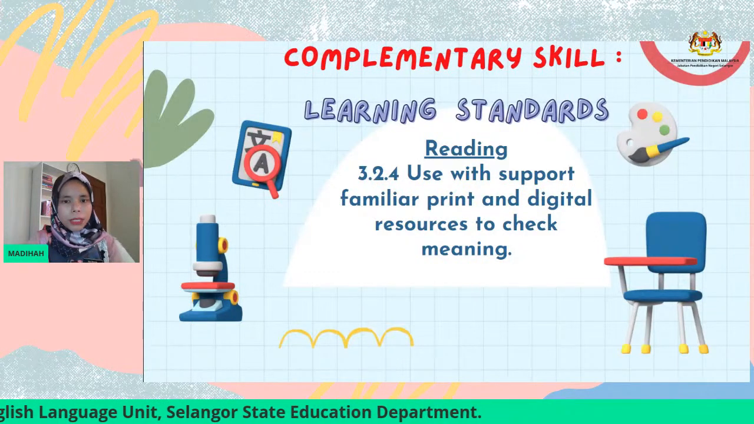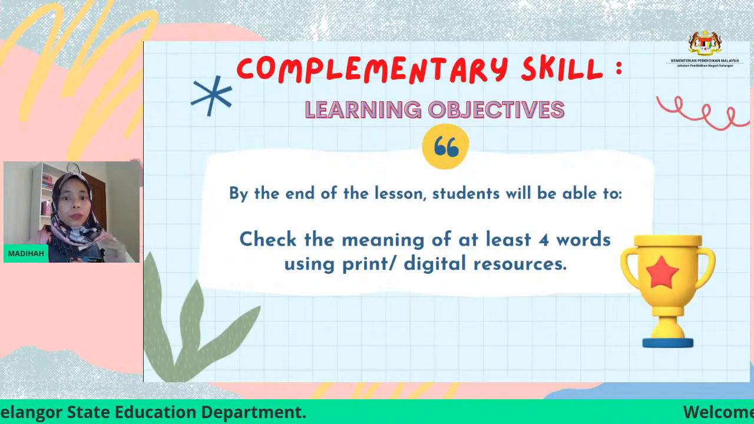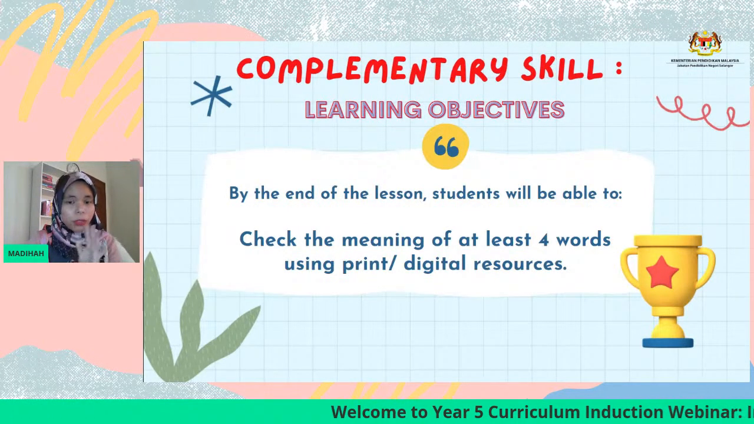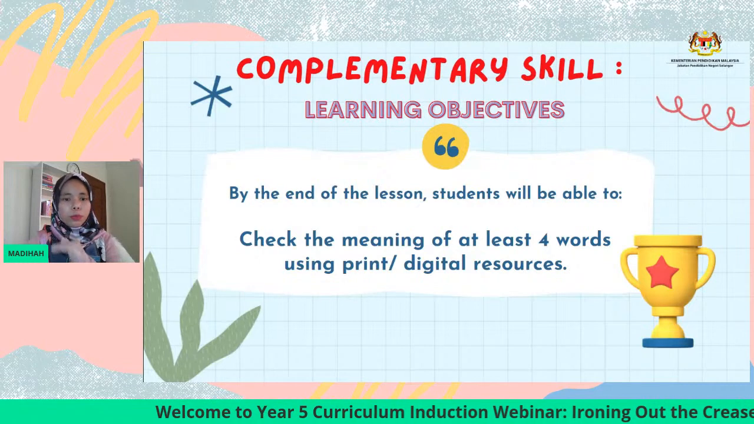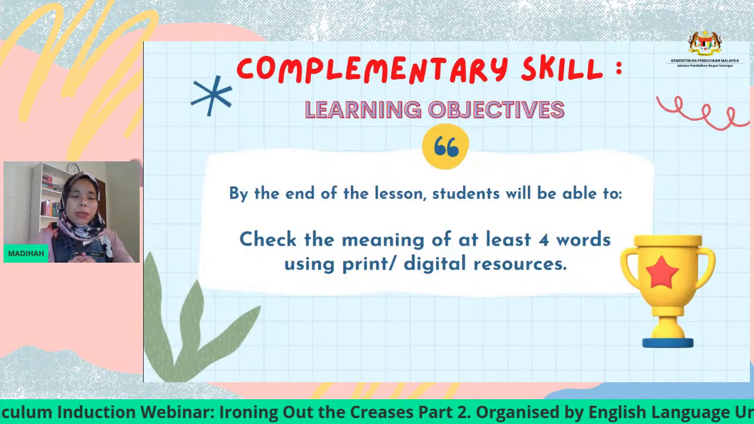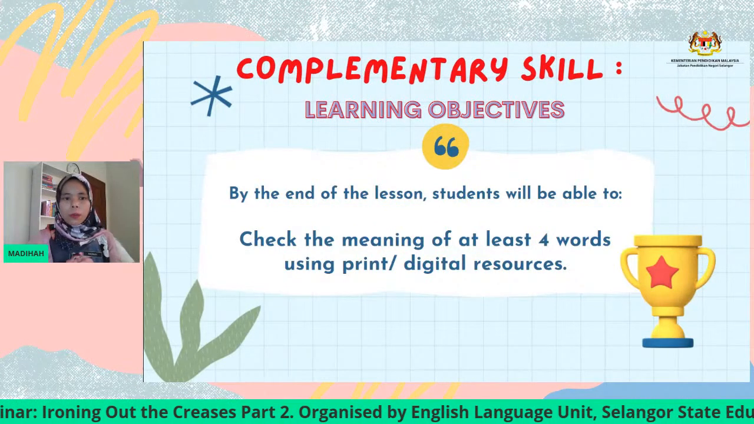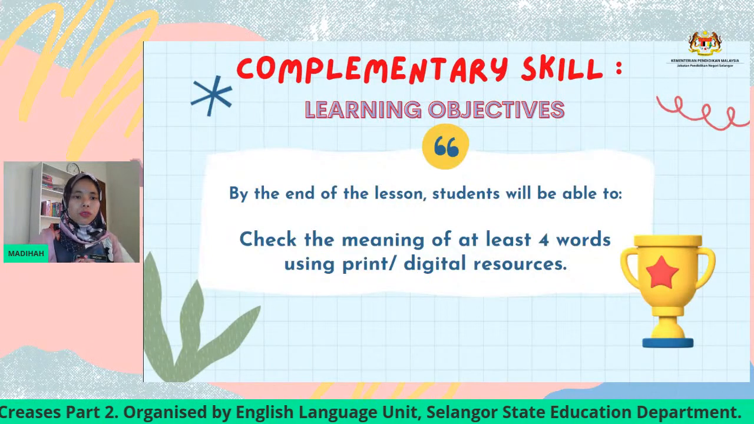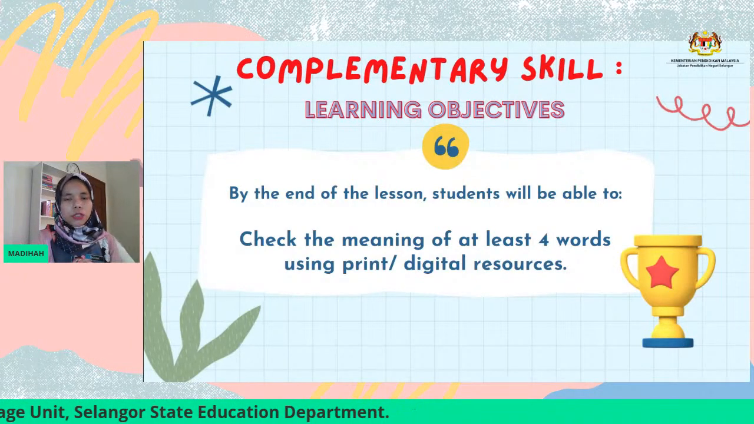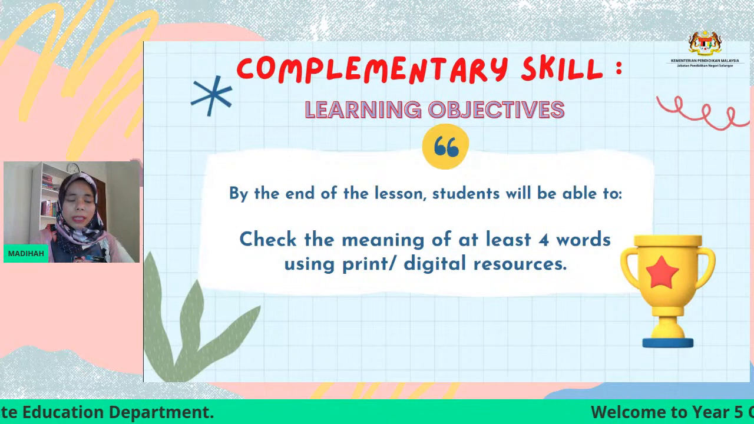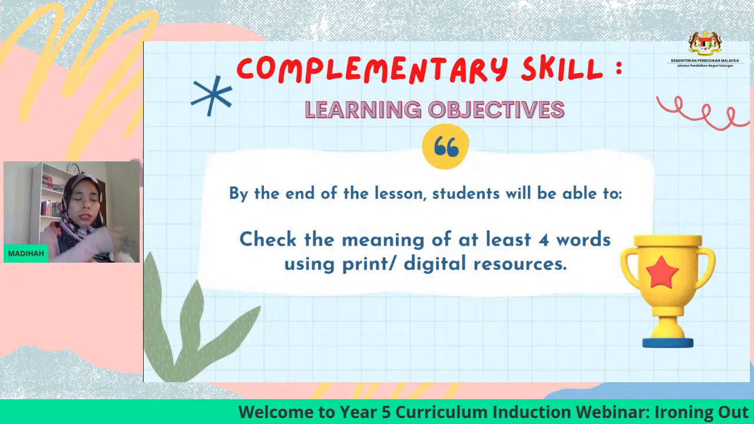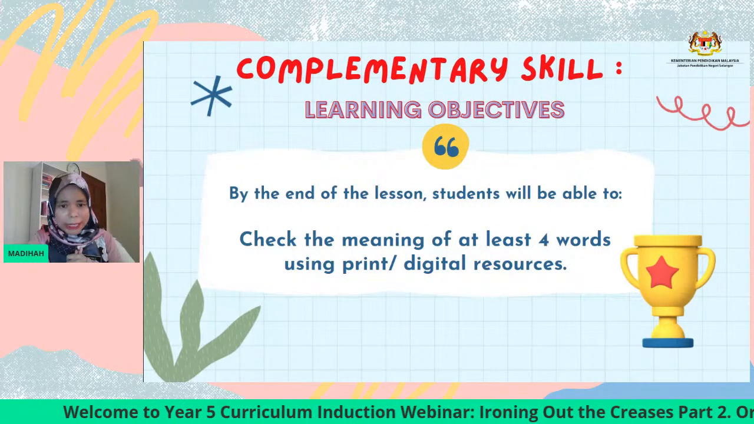All right, next slide, please. For the complementary learning objective, students will check the meaning of at least 4 words using print or digital resources. I didn't put specifically dictionary here because I tried to explore more. Maybe last lesson we tried the dictionary, this time I would like the students to explore more. Maybe they can use Google search, or find a dictionary over the net. This is probably to expose the more proficient students, so that we can focus more on the less proficient students with the dictionary usage. All right, next slide, please.